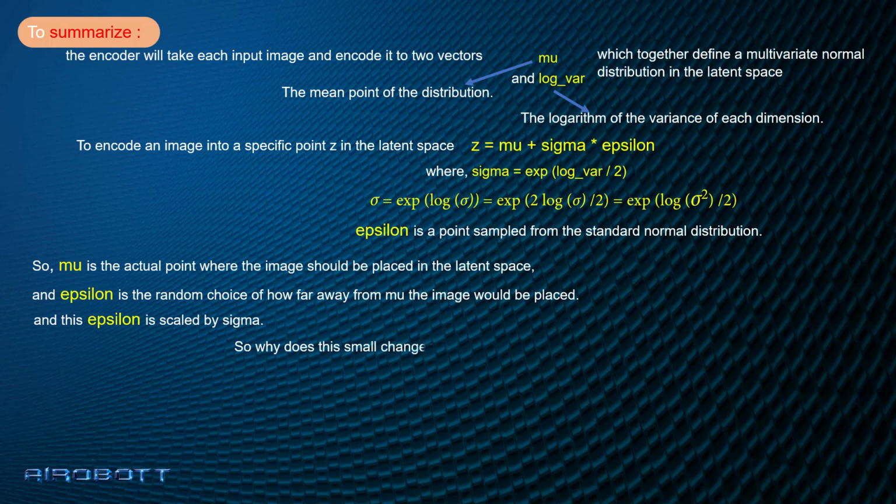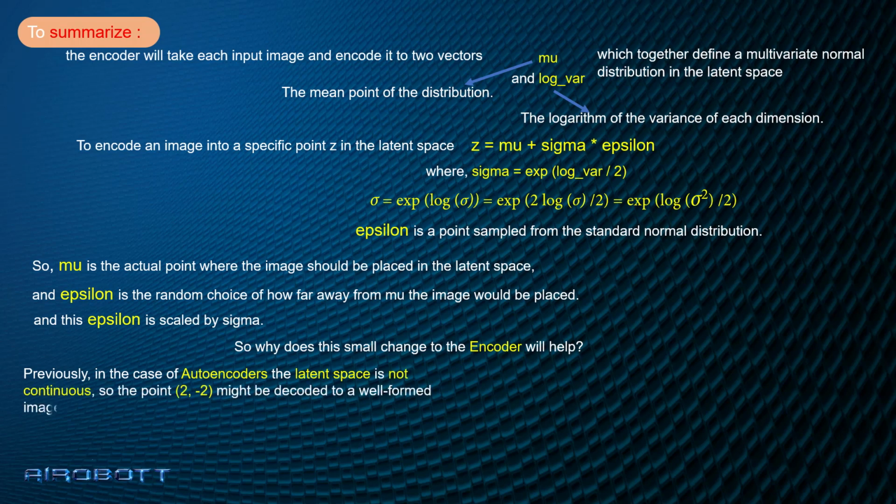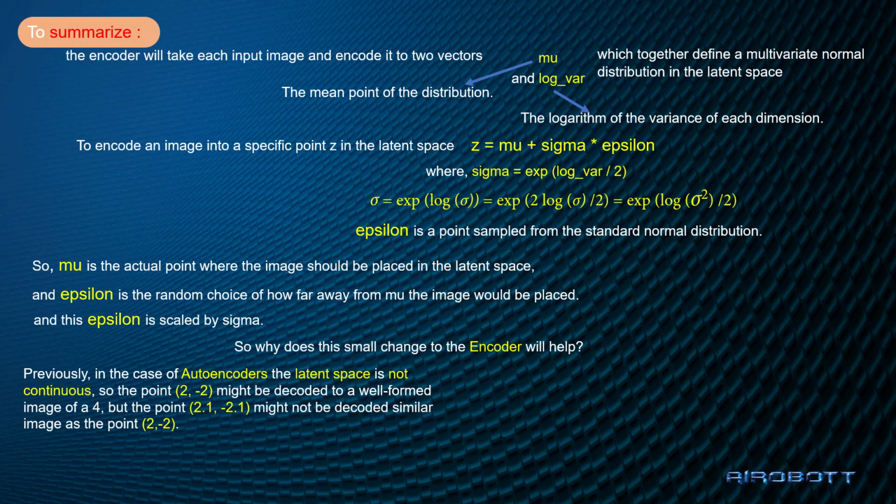So why does this small change to the encoder help? Previously, in the case of autoencoders, the latent space is not continuous, so the point (2, -2) might be decoded to a well-formed image of a 4, but the point (2.1, -2.1) might not decode to a similar image as the point (2, -2).